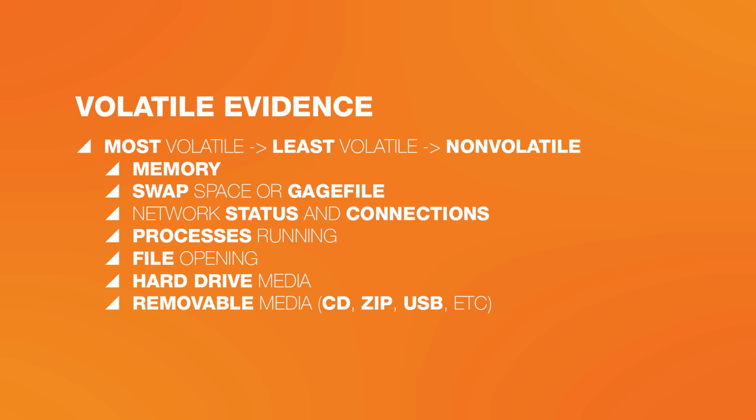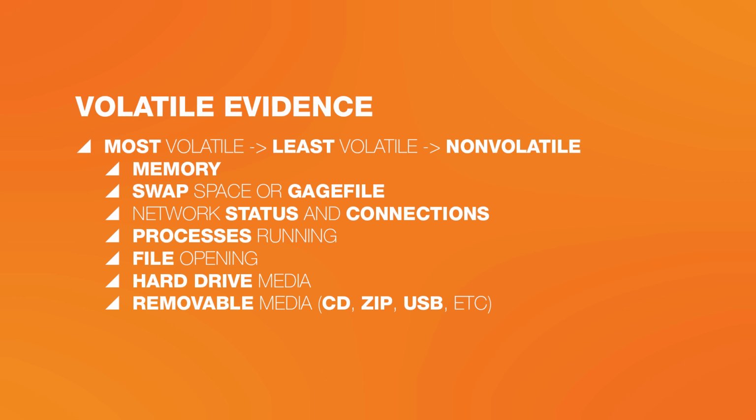Every memory dump will be different, since memory is constantly changing. That's why we should first acquire the data that is most volatile. A possible order of collection from most volatile to least volatile until non-volatile is memory, swap space or page file, network status, connections, processes running, open files, drives, and removable media.